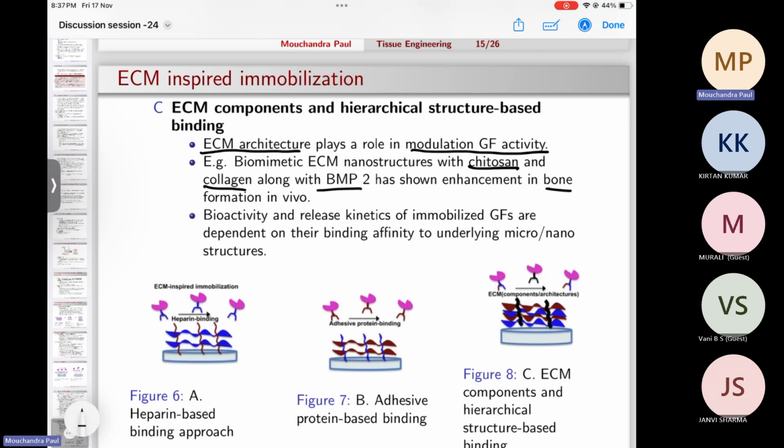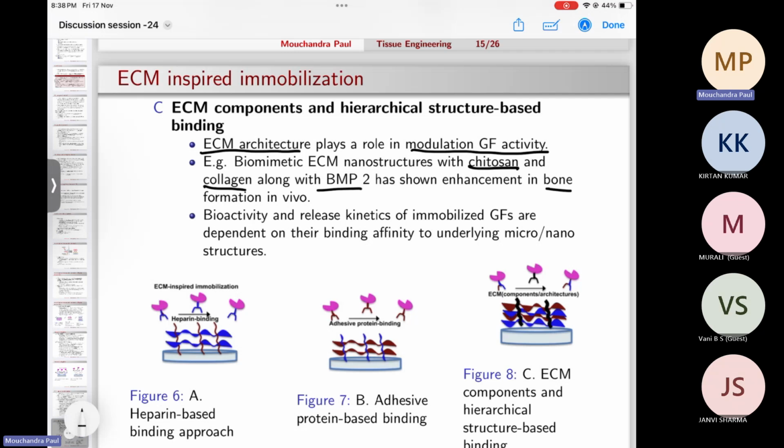So they took inspiration from the ECM of bone, which contains a large amount of collagen. They saw the arrangement of different molecules, like the collagen and other growth factors, then tried to mimic it in vitro using chitosan and collagen, and trapped the BMP molecules the way it is there in the bone. When they used this artificial tissue for bone regeneration purposes, they saw very good results.